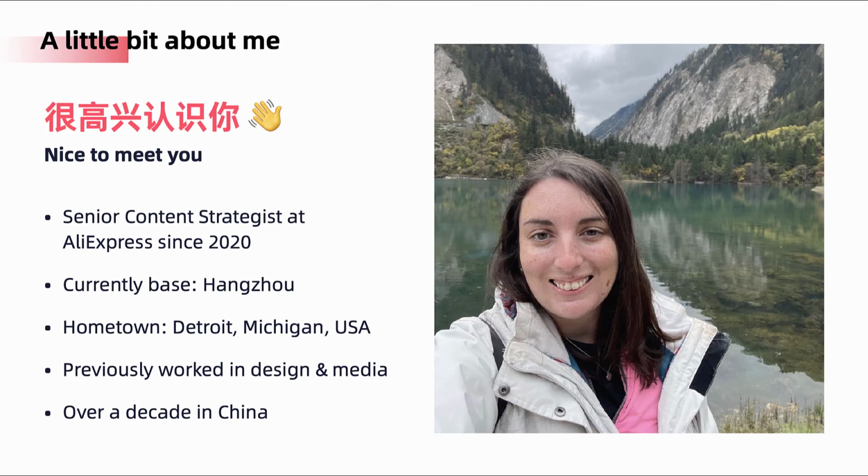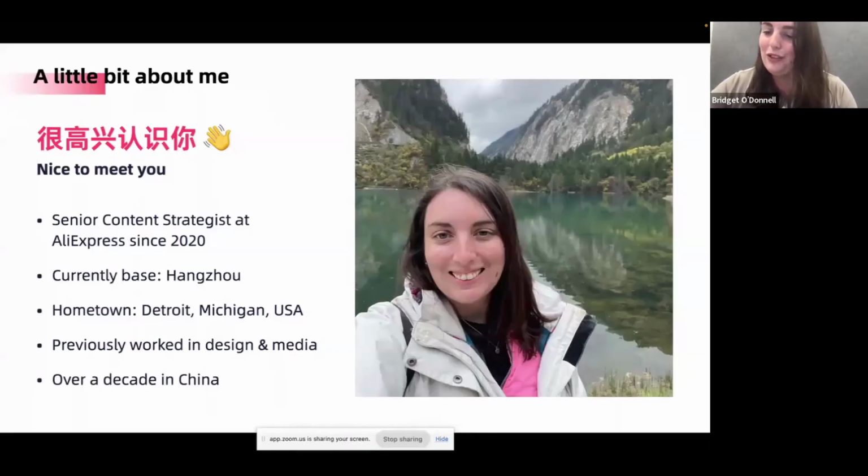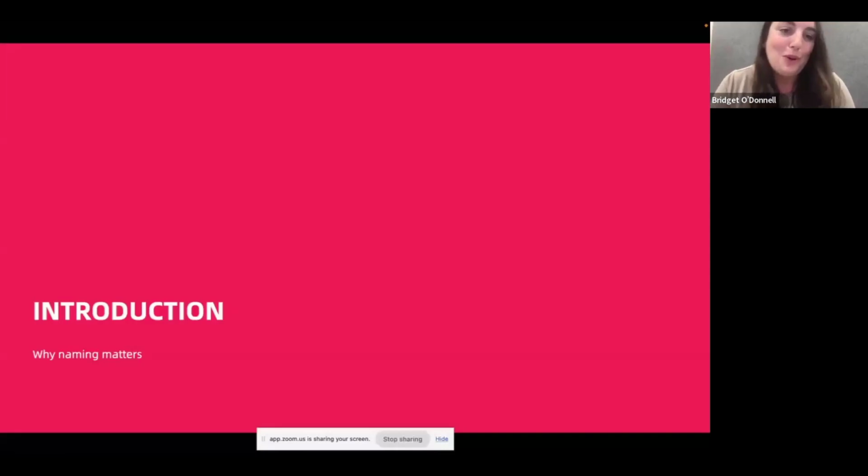Before we get into the talk, I just wanted to share a little bit about myself. Hi, everyone. Nice to meet you. My name is Bridget. I am a senior content strategist at AliExpress based here in Hangzhou. I have worked in China for over a decade. Previously, I was in Shanghai, but also some other cities around China. My background is in design and media. I started off as a designer at first and then moved into content later on. And last but not least, I'm originally from the US. My hometown is Detroit in Michigan. But yeah, let's just get into it. Enough about me and more about naming.